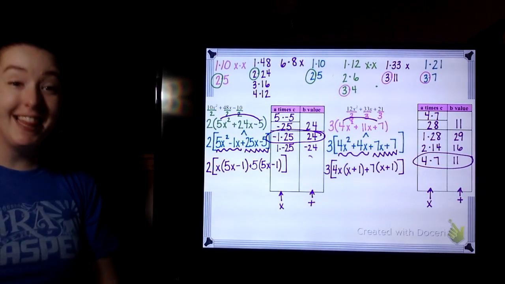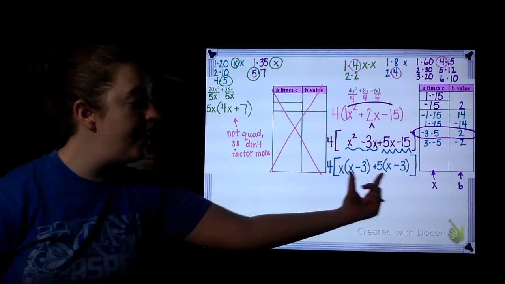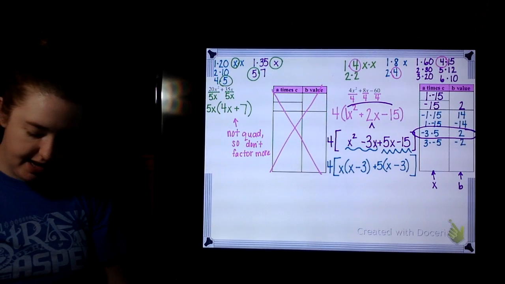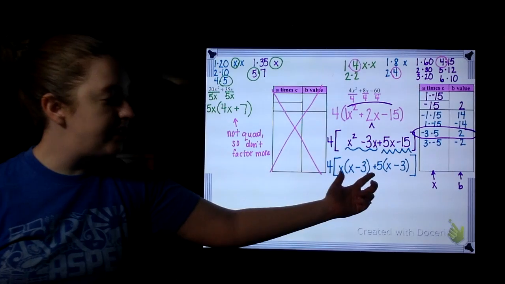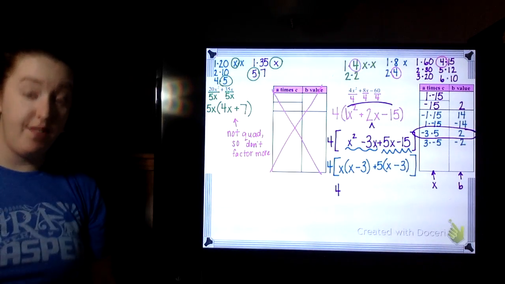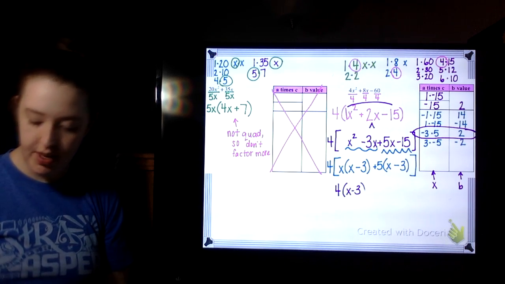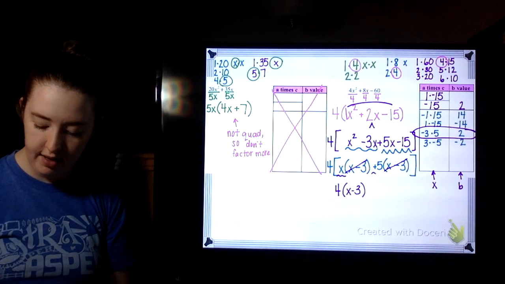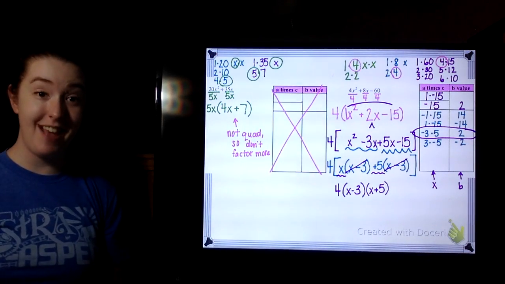Okay, so last step. Over here, we're going to take out what this term and this term have in common. All right, so I'm going to put my GCF out front again. What do x times x minus 3 and 5 times x minus 3 have in common? X minus 3. So I'll take that out. And then after I factor that out, I'm just left with the stuff in between, x plus 5. And now he's factored completely, and we're all done with that problem.